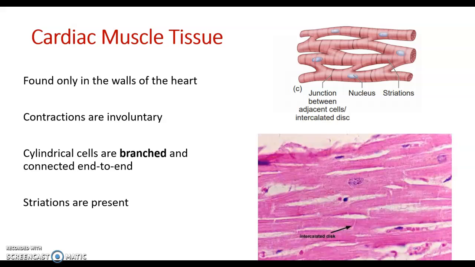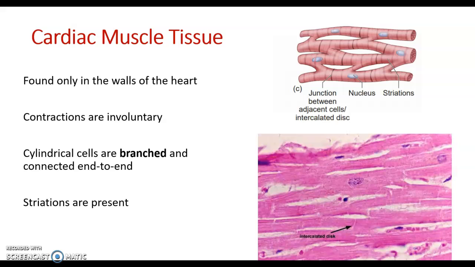Cardiac muscle is found only in the walls of the heart, so only one place in the body. The contractions of cardiac muscle tissue are involuntary, or automatic, which is why we don't have to remember to beat our heart. Unlike skeletal muscle fibers, cardiac muscle cells have only a single nucleus.